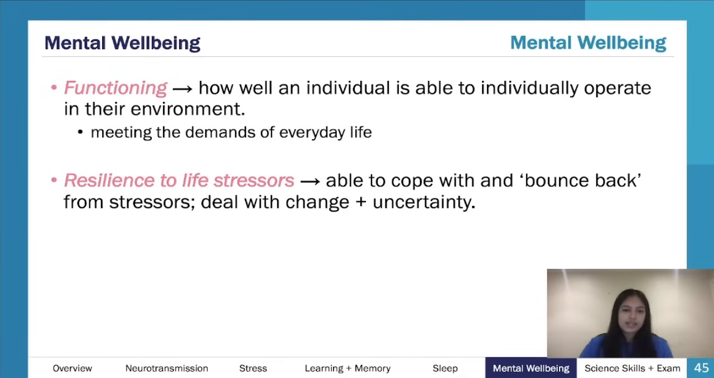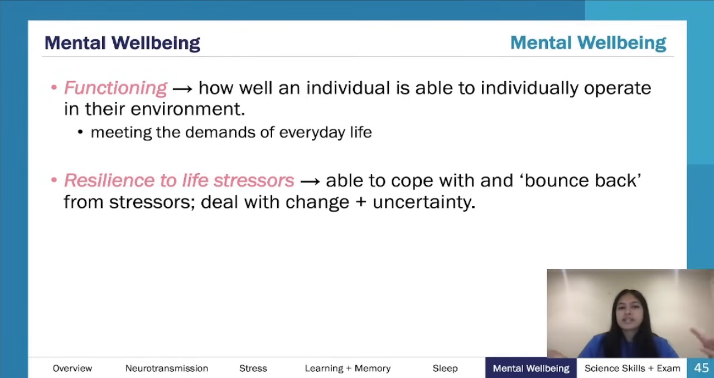In terms of resilience to life stresses, resilience refers to this idea of just being able to cope with adversity. So if a challenge arises, you're able to deal with it. And very, very importantly, as part of this definition, you're able to get back to where you were and continue on.